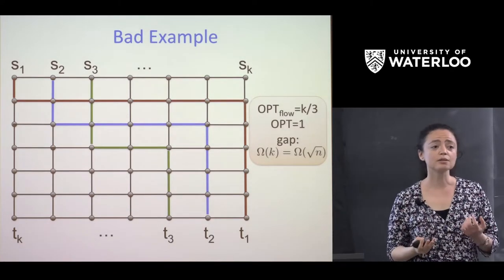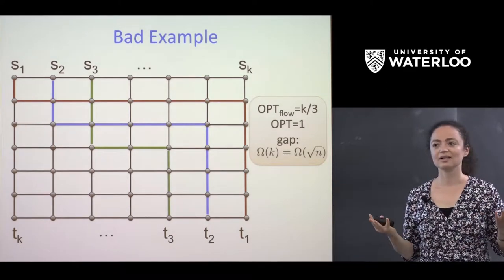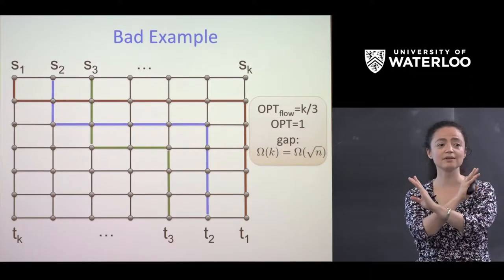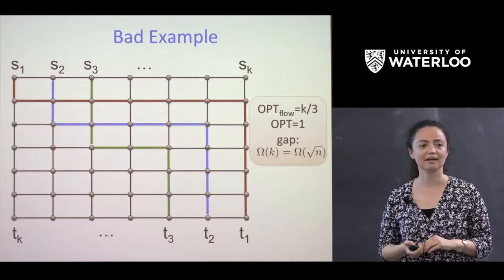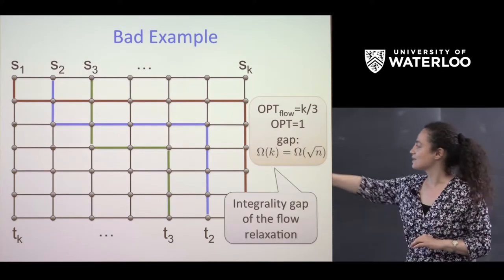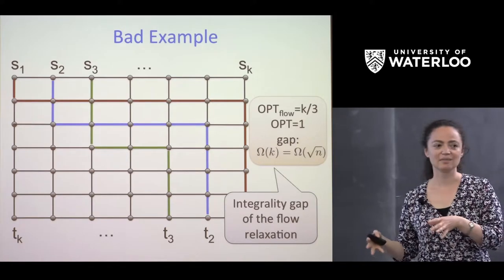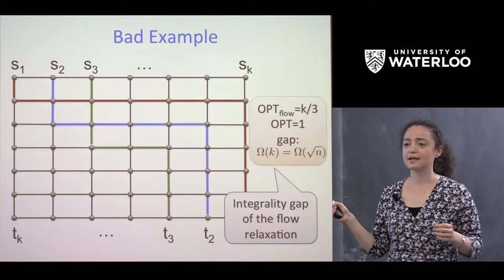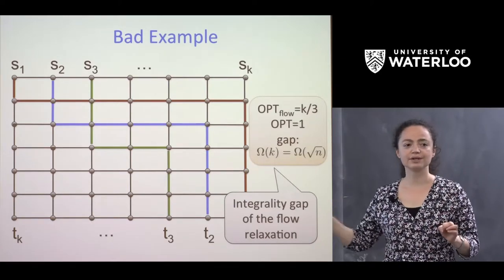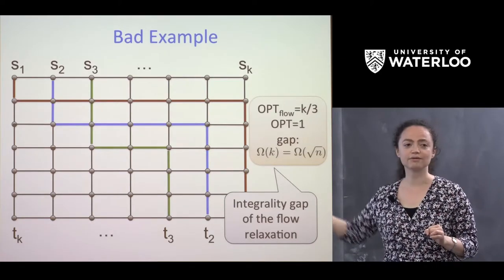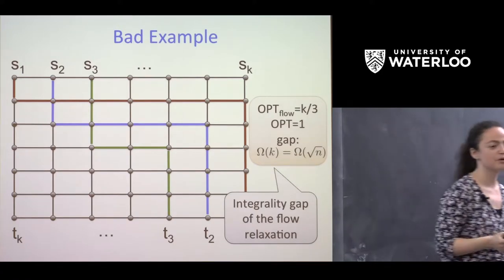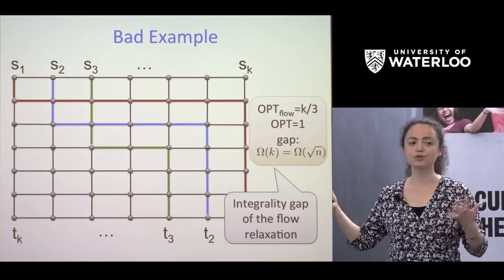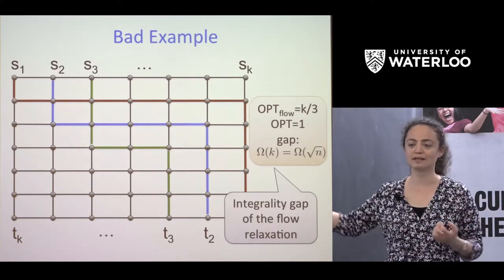What happens with the integral solution? I can only send one demand pair, because if I try to connect two, they would have to cross. And this cannot happen here. So this shows me a gap. It's called the integrality gap between the best flow, of value square root n, and the best integral solution. This integrality gap shows me that there is no way to get better than a square root n approximation if I compare myself to the flow. So intuitively, if you think about the flow as your estimate of your solution value, sometimes this estimate is just too far off. It's so far off that it's not useful.